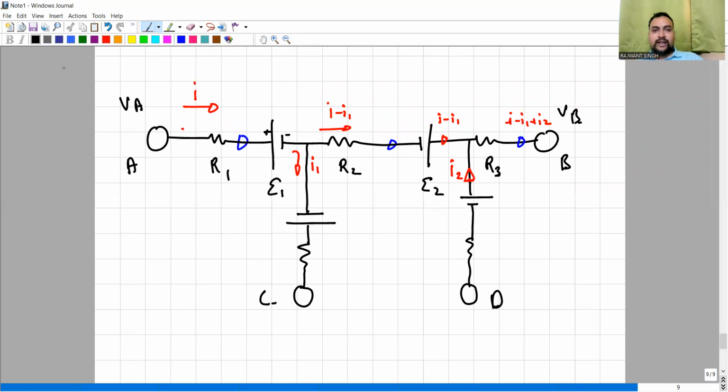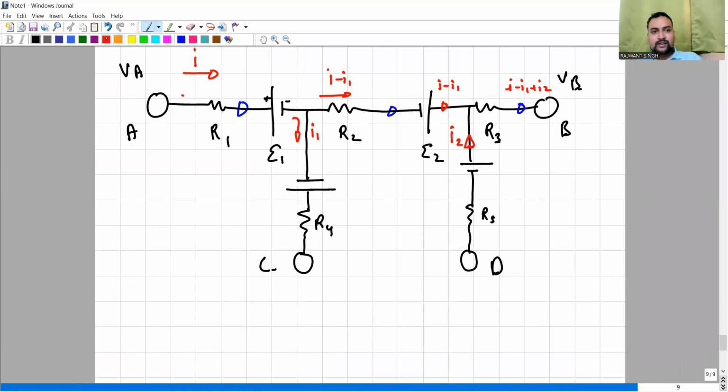Now I have a complicated circuit. I've just complicated it one step more, nothing complex as such. I just made the circuit look complicated, nothing complex as a concept. So now again, if I ask you that you need to move from point A to point C, and while moving so, you have to write the equation.